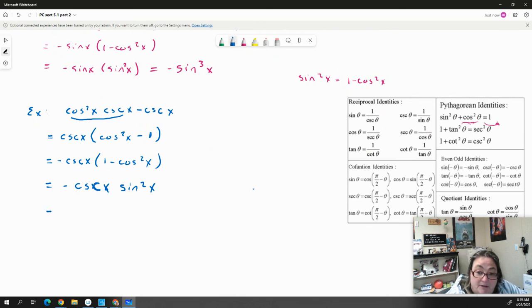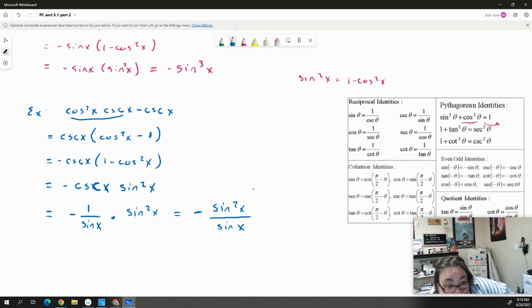So ultimately, what we have here is negative 1 over sine of x times sine squared of x, right? Which is going to give us negative sine squared of x over sine of x. Does anybody know what that would equal? If I have sine squared of x over sine of x, what would I wind up with?